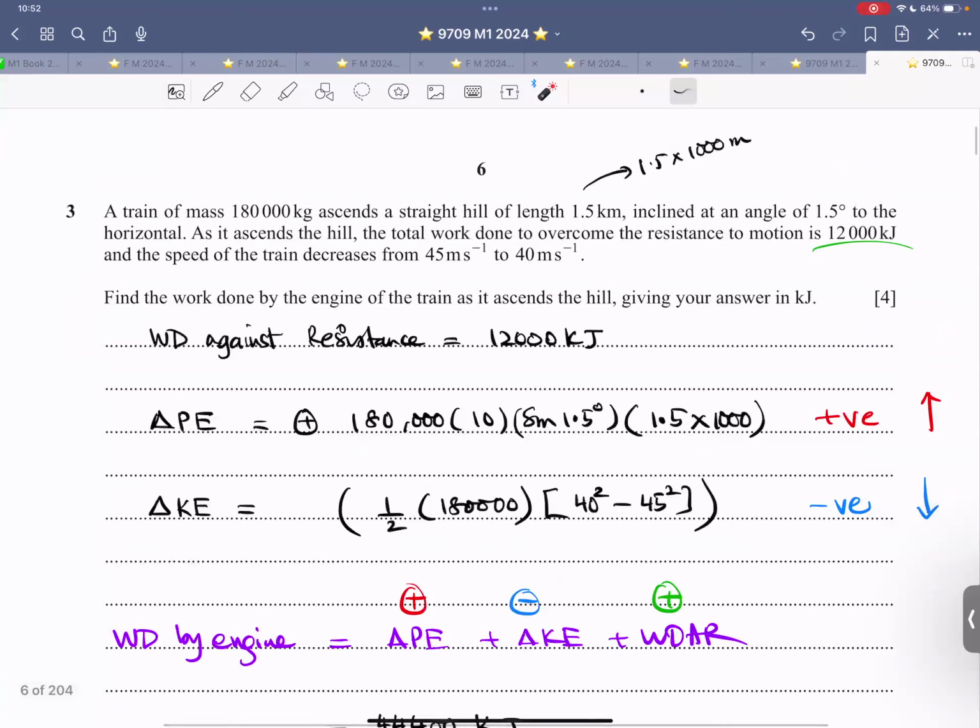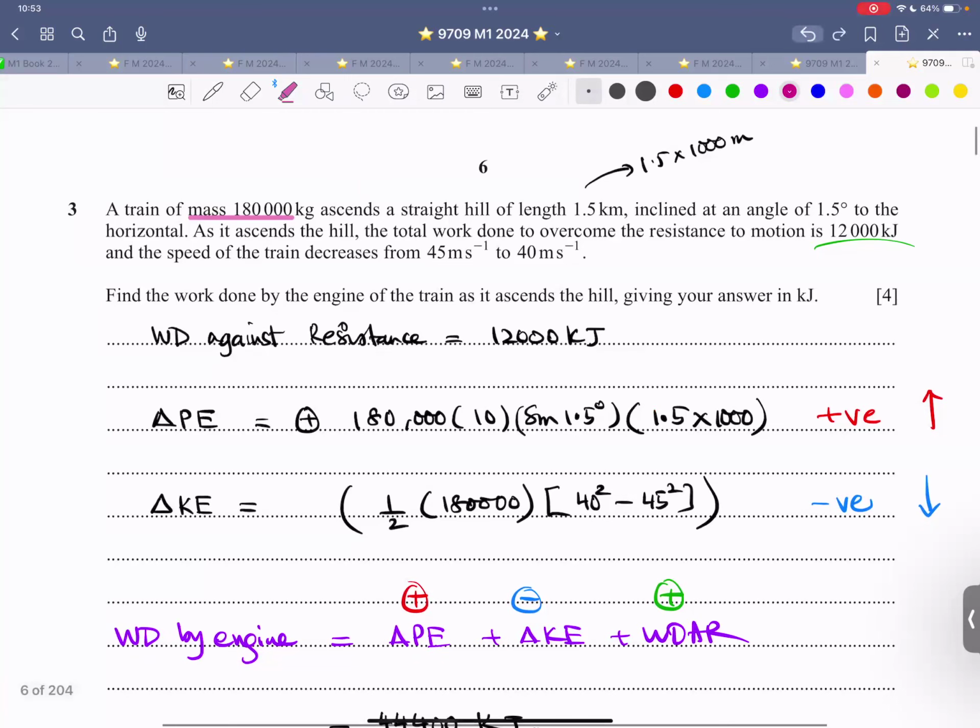Now it says a train of mass 180,000 kg ascends. So let me highlight this. That means it's going up. Ascends a hill, and the hill is like this, of length 1.5 kilometers, converted into meters. Inclined at a very small angle, 1.5 degrees to the horizontal. So now again, the angle with the horizontal is given.